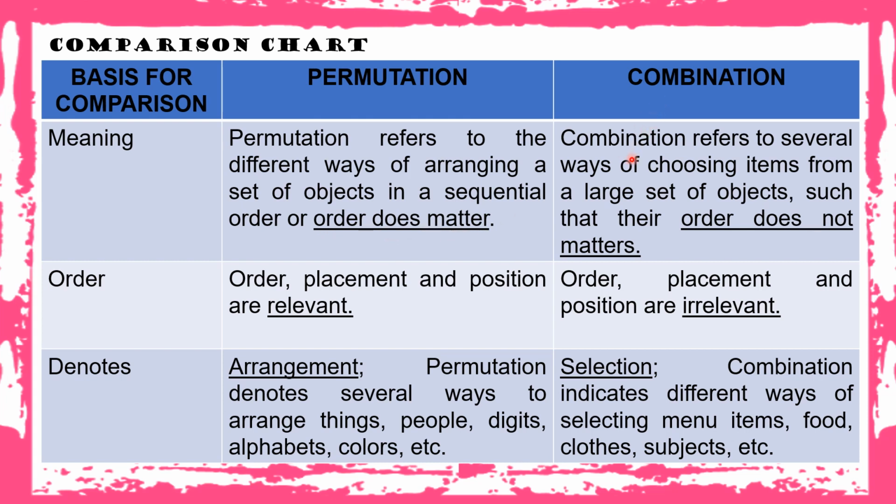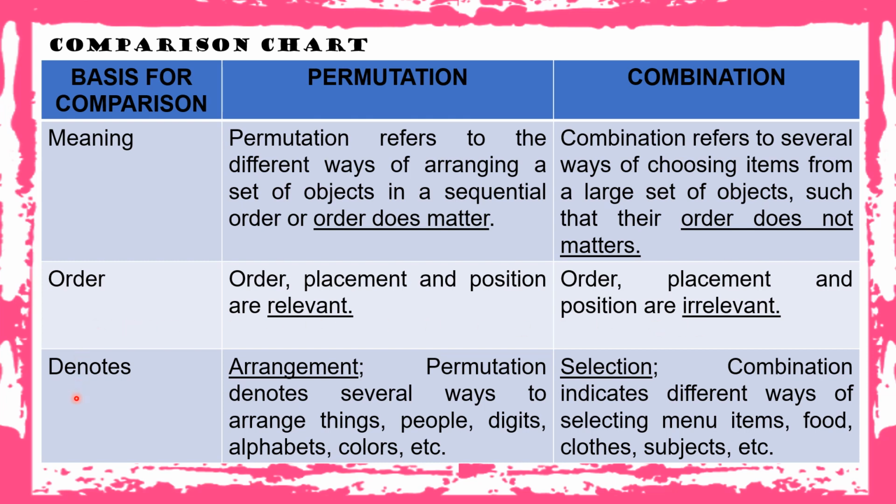And combination refers to several ways of choosing items from a large set of objects such that their order does not matter. Second one is their order. In permutation, order, placement, and position are relevant. But in combination, order, placement, and position are irrelevant.